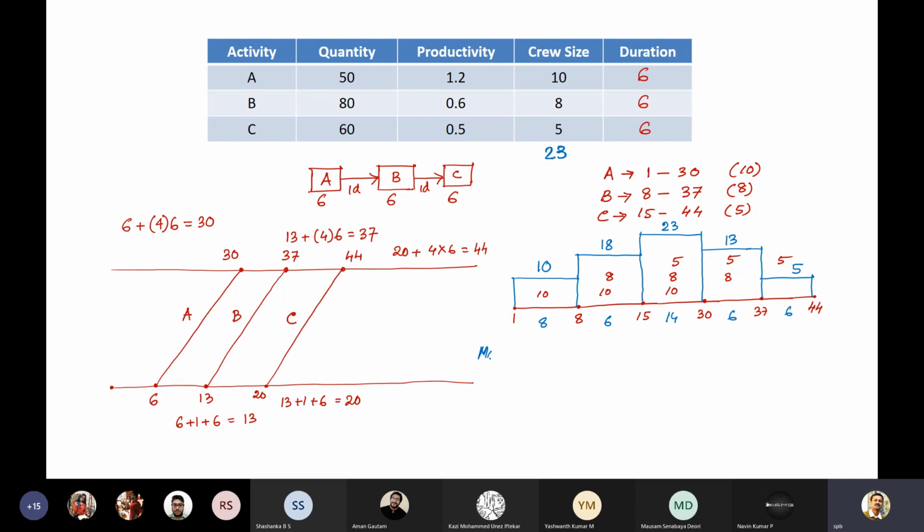So your moment is half into 8 into 10 square plus, of course it will be reduced because the days are reduced, half into 6 into 18 square plus half into 14 into 23 square plus half into 6 into 13 square plus half into 6 into 5 square. 6, 6, 14, 6, 8, 10, 18, 23, 13, 5. So this gives, let me calculate, you also calculate.